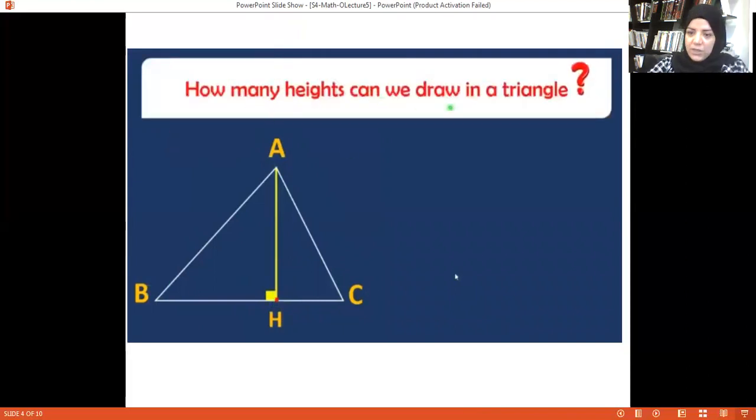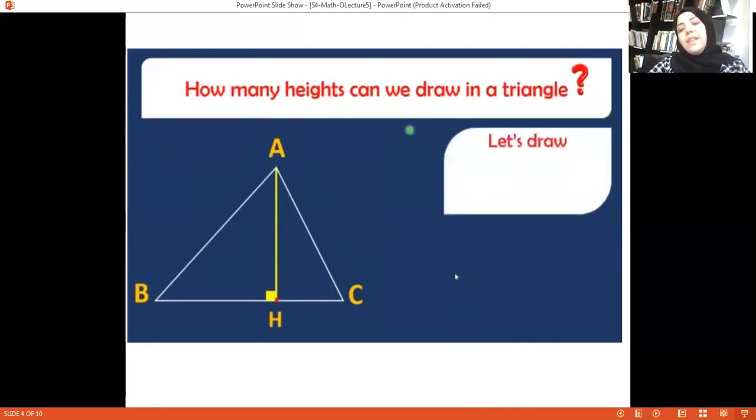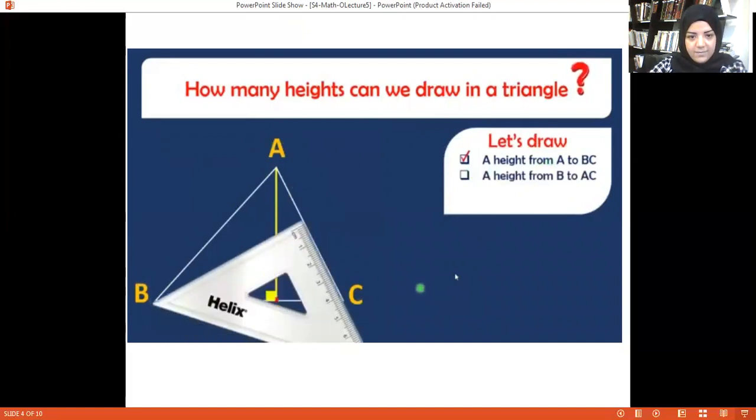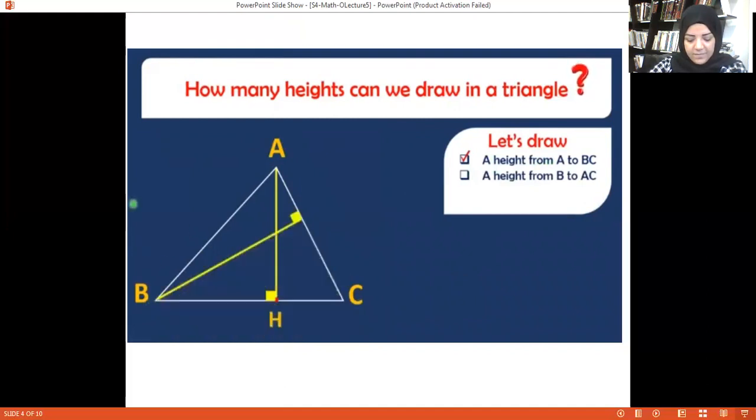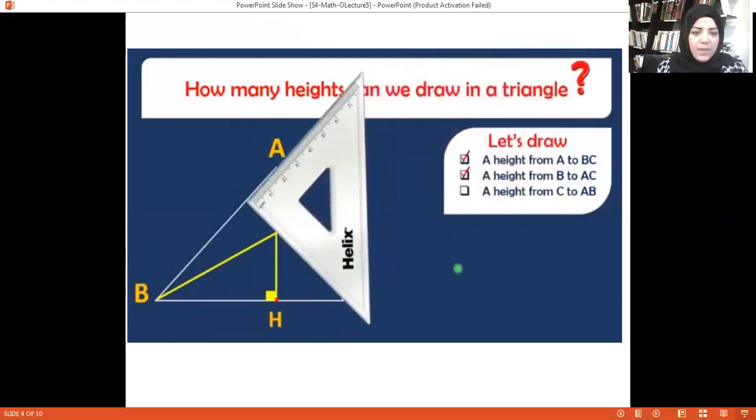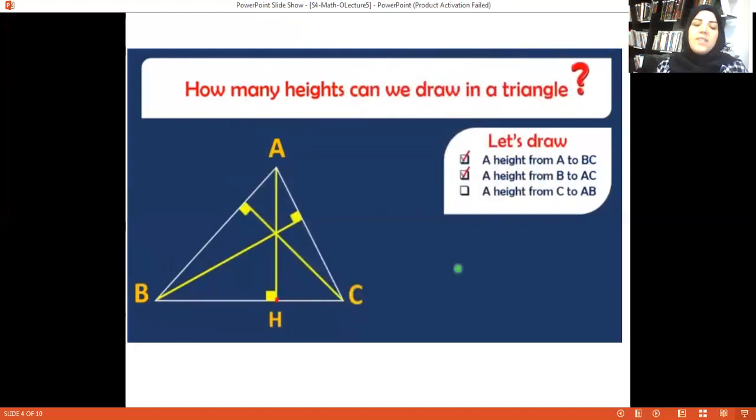How many heights can we draw in a triangle? We already said that we can draw three heights. A height from A to BC, a height from B to AC, like this. This is the second height from B to the opposite side, which is AC. And the third height is from C to AB, also using a set square like this. And this is the third height.